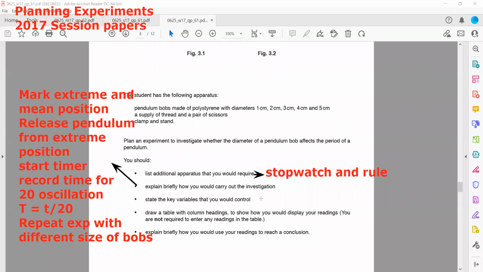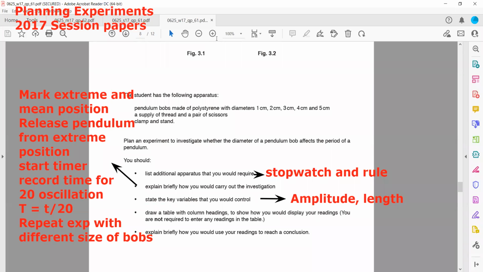Next is to state a key variable that we will control, because we are only investigating how the size of the bob can affect the time period of oscillation of a pendulum. So what other parameter must be kept constant? Amplitude, the distance from mean position to extreme position, that is the amplitude. The length of the pendulum should be the same. And the material of the pendulum, they already mentioned, is the same. The number of oscillations which we are carrying out should also be the same.